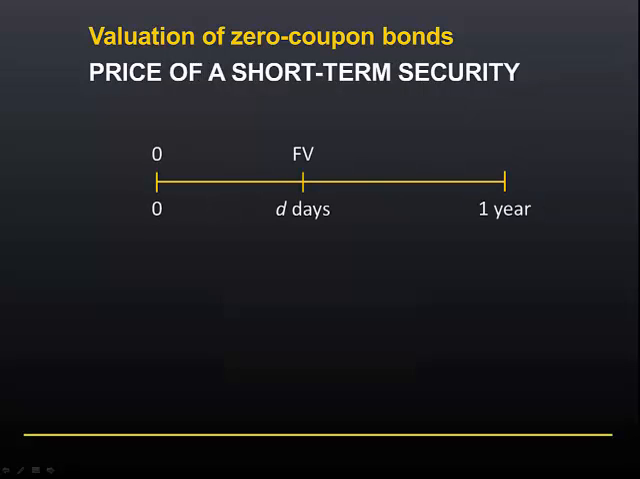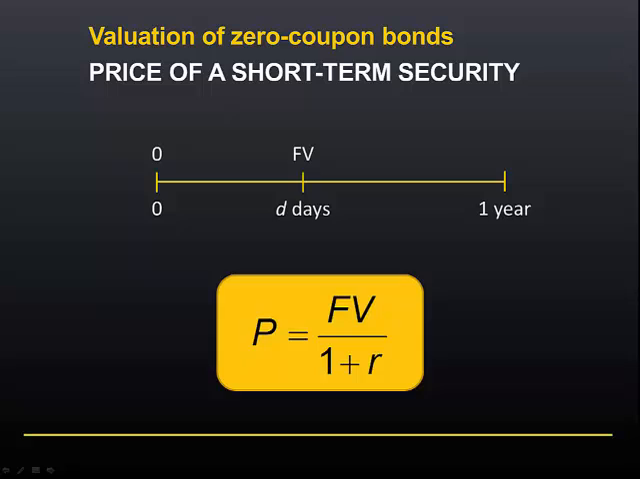In the previous module, we used this formula to calculate the price of a short-term discount security. By definition, a short-term security has a maturity of less than 1 year. We use the variable D to represent the number of days between today and the maturity of the bond. And therefore the price is simply the face value divided by the interest rate factor. To put this another way, a short-term discount security is only held for 1 period, which is for D days, and the R that we use is the interest rate for that period.